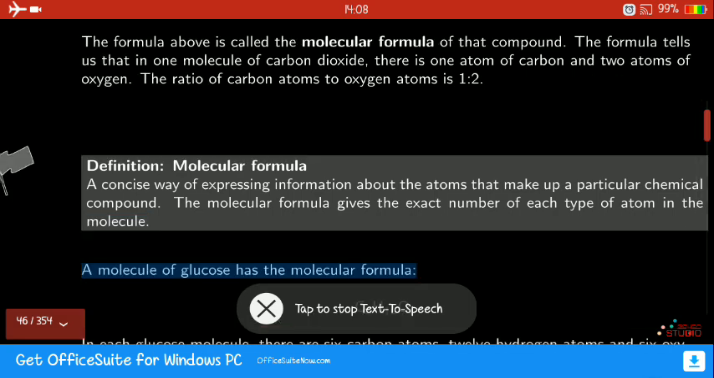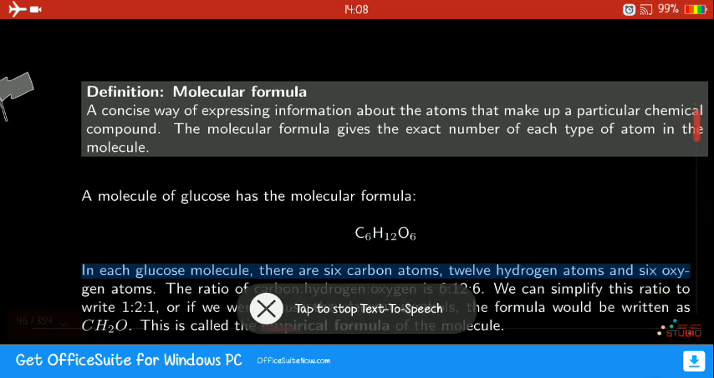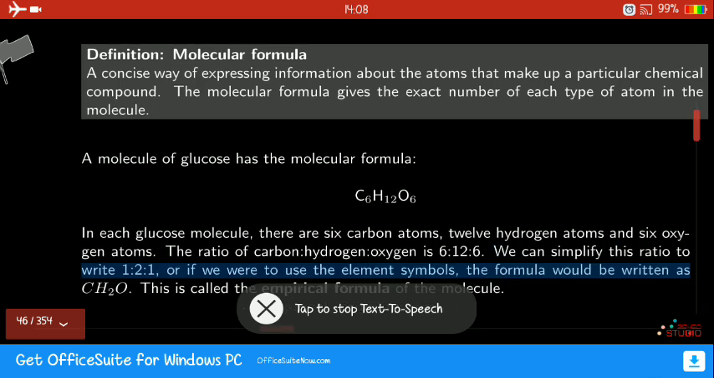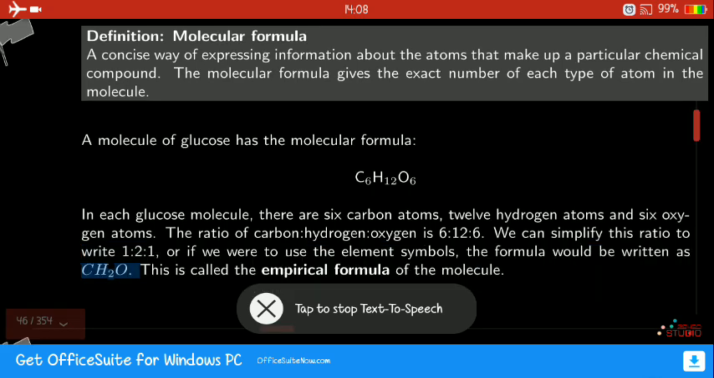A molecule of glucose has the molecular formula C6H12O6. In each glucose molecule, there are 6 carbon atoms, 12 hydrogen atoms and 6 oxygen atoms. The ratio of carbon, hydrogen, oxygen is 6:12:6. We can simplify this ratio to write 1:2:1, or if we were to use the element symbols, the formula would be written as CH2O. This is called the empirical formula of the molecule.